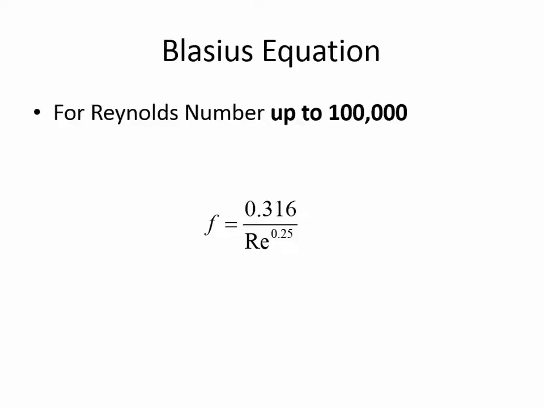I don't remember, you may have an example or a homework problem where you have to just compare the different values, and so they ask you to find F using the Blasius equation. But it's simple enough that we won't work an example with the Blasius equation. It's just dependent entirely on the Reynolds number for low Reynolds number values.